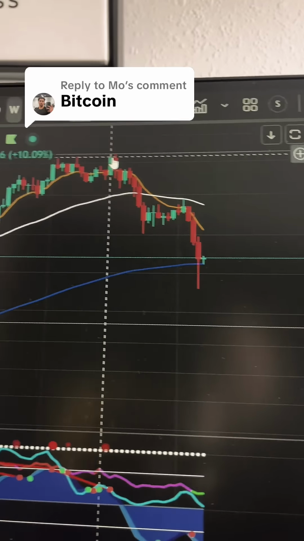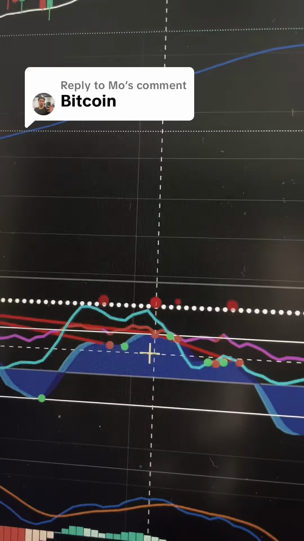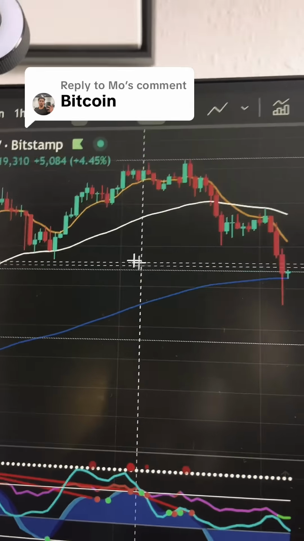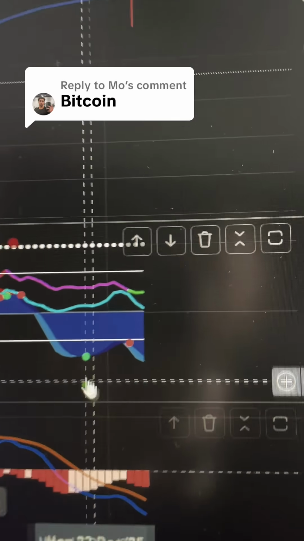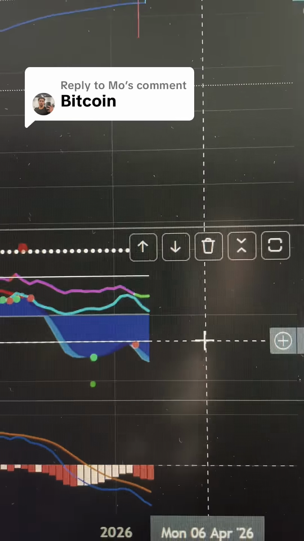Everyone's super jacked up about Bitcoin up here at 125. We were calling the top up here, right? We were looking at our red dots when this wave is up here above that white line, giving a red dot. That's where we want to sell, okay? We don't want to buy up here way off the moving averages. We want to buy when this wave is down here below the white line, okay? That's how we know we've capitulated.